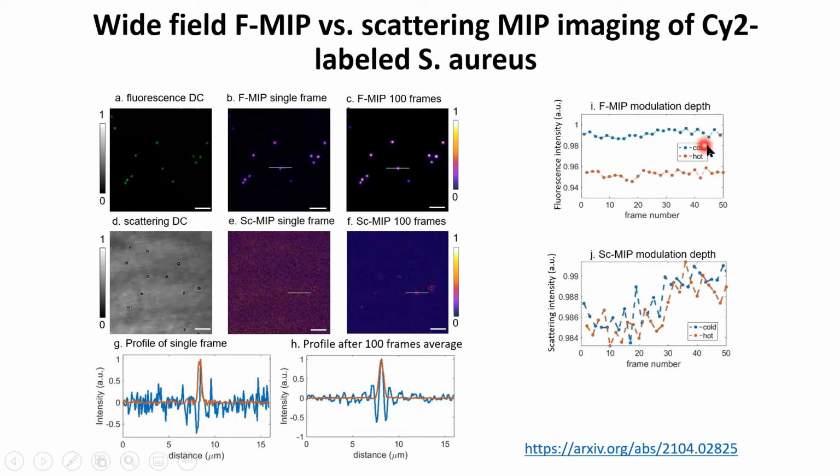And you can see this is a wide field. What we do is we record hot and cold, so IR on and IR off. In fluorescence, the modulation is 2%. In scattering, we barely see anything. We had to average many thousands of frames to get the contrast, because the difference is 0.01%.